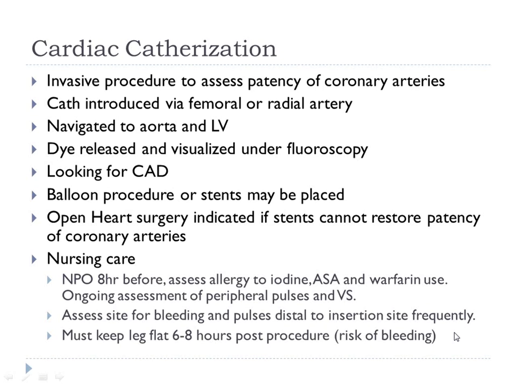And usually we're using the femoral artery, so we'll go up the aorta. So you're going backwards against blood flow because you can't get to the left ventricle, right, unless you go into the arterial system. If you go into the venous system, where are you going to end up? The right ventricle. You need to be in the left ventricle here. So the catheter is threaded up to the left ventricle, and then when that catheter is in the left ventricle, dye is released.